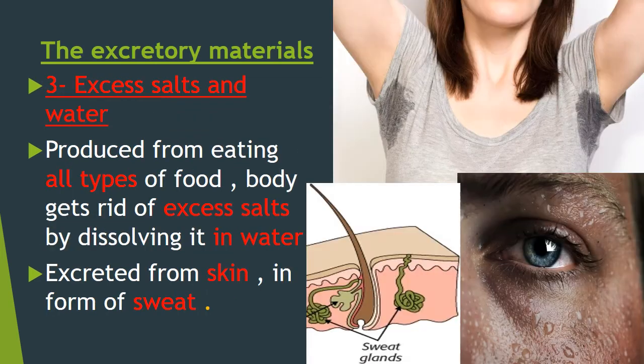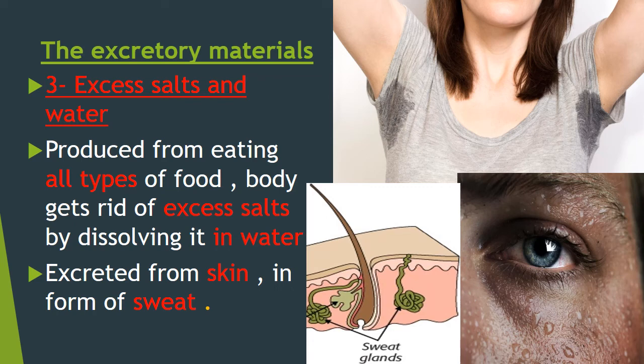Okay? The third and the final type of excretory materials is excess salts and water. You can see in the picture this lady, she's getting rid of excess salts and water. Okay? Excess salts and water are produced from eating all types of food, unlike the nitrogenous wastes that are produced from eating protein specifically. Okay? Excess salts and water are produced from eating all types of food. The body gets rid of excess salts by dissolving them in water.